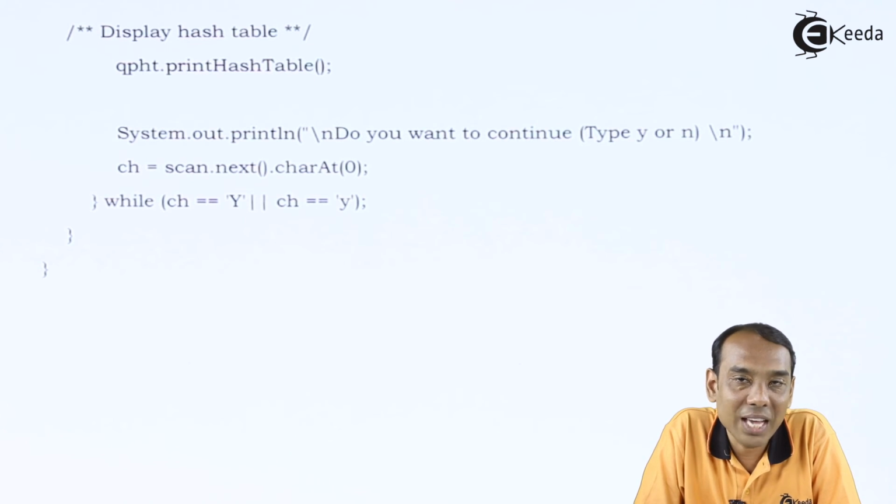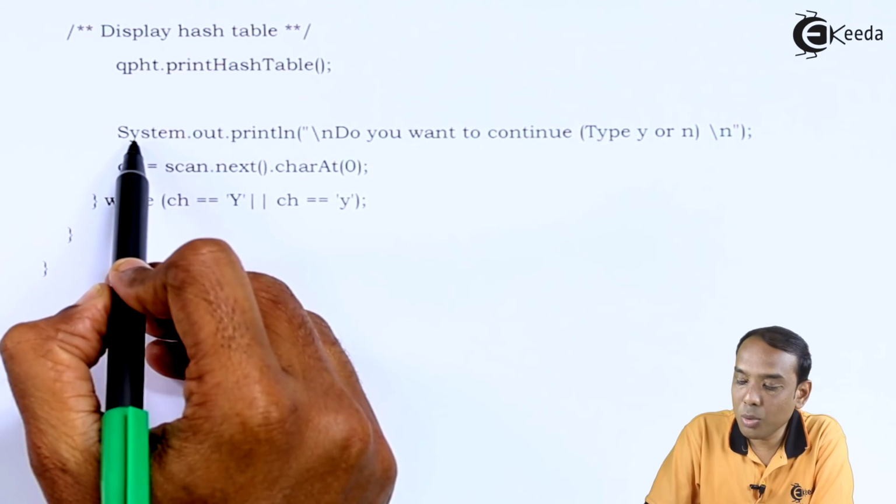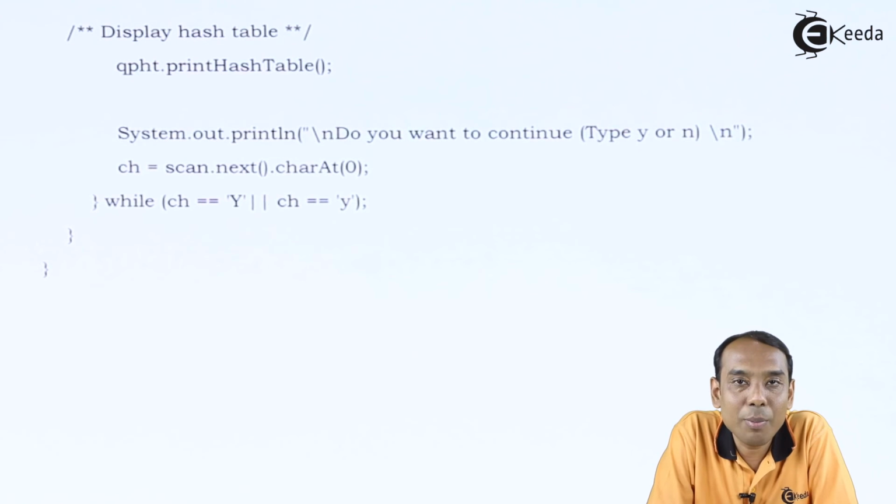We write down QPHT, that is the object of the quadratic probing hash table, dot print hash table. Once we are done with the printing of the hash table, now we will ask the user whether he wants to continue with the set of operations once again or not. For this, I am going to write System.out.println, do you want to continue? In this statement, we have to tell the user which key he needs to enter so that he can continue with this set of operations once again.